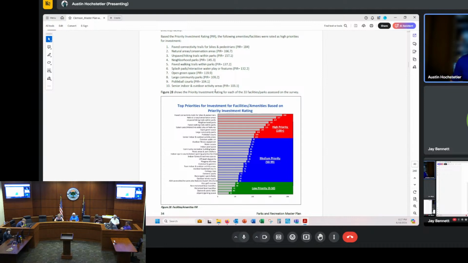And on the flip side, when you see things like low priority, like disc golf, non-motorized boat launches, motorized boat launches, diamond sports fields, esports, and gaming space, it's the same principle as what I mentioned earlier. It's not saying that these groups do not exist, but it might be a little bit more of a niche and targeted audience for those services. And so the community at large is not necessarily utilizing those services more so than the others.